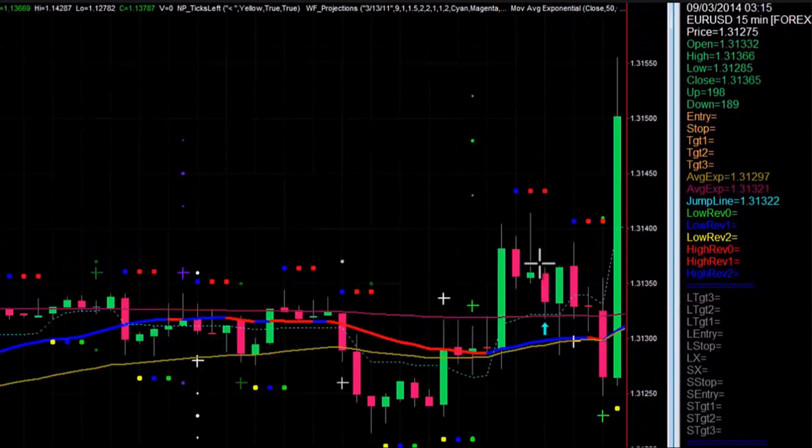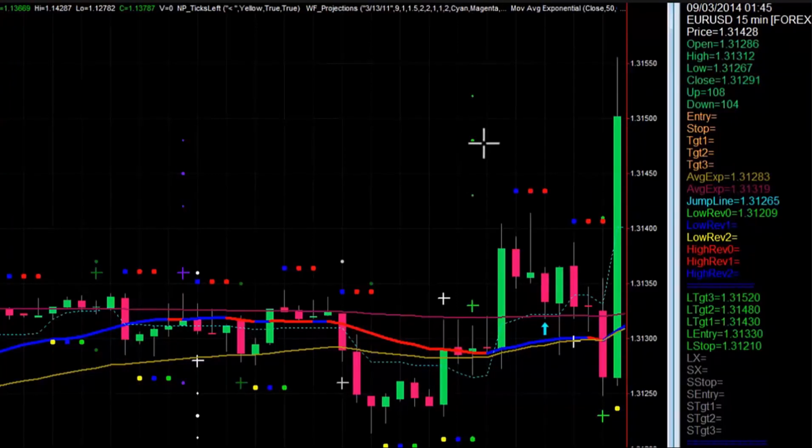And then it comes down a little bit. The stop holds, and then it zooms right on up, hitting target 1, target 2, target 3. You see? Worked great. That's what a 15-minute chart's going to look like.